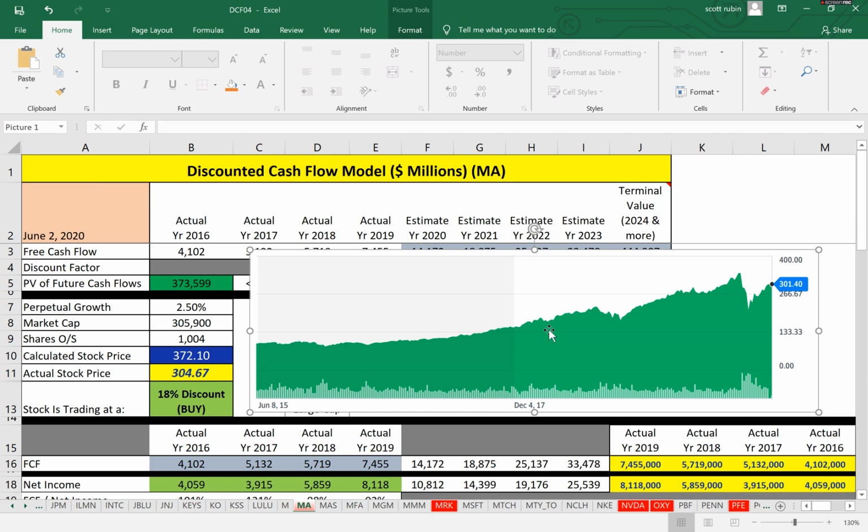Now, your job as an analyst is to decide, is the future of the company worth more or less than $305? If you think it's worth more, then you buy the stock. If you think it's worth less, then you don't buy the stock. So everyone has their own opinion on the value of a stock. This is my model. It's my opinion.